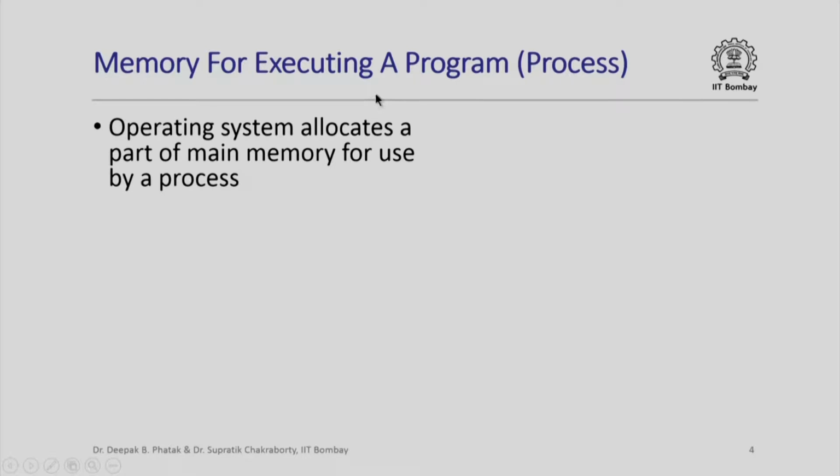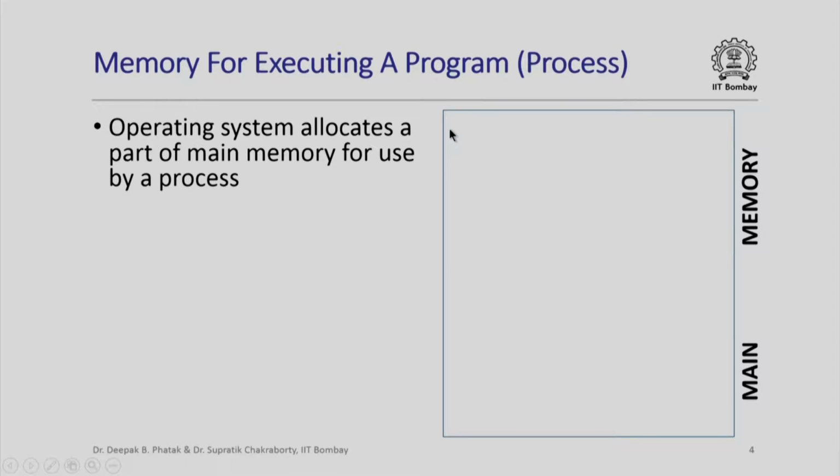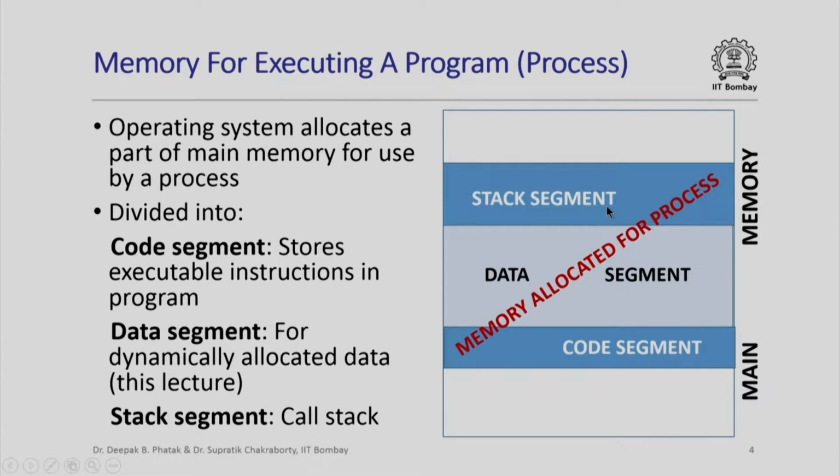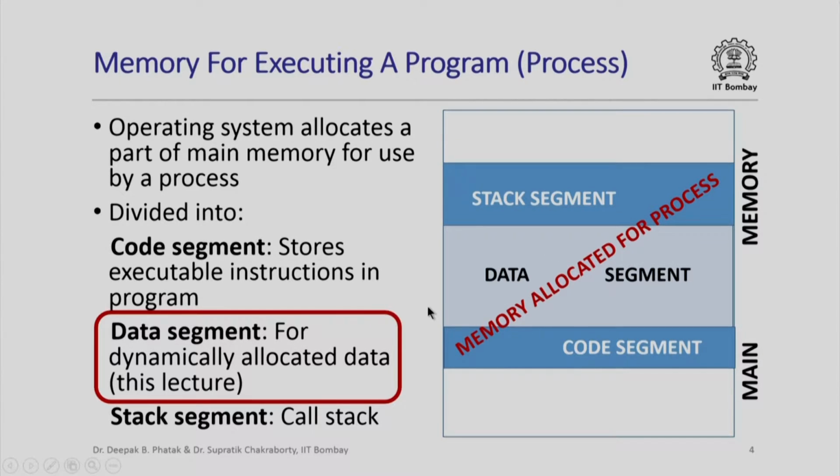Now, if you recall, we had said earlier in one of the previous lectures that when a program is executing, or in other words when a process is running, the operating system allocates a part of the main memory for use by the process. This might be the part of the memory allocated for the process. We had also seen that this memory is divided into three segments: the code segment, which stores the executable instructions; the stack segment, which stores the call stack and the activation records in it; and the data segment. In our earlier study, we had said that we will look at how this data segment is used later, and now the time for that has come.